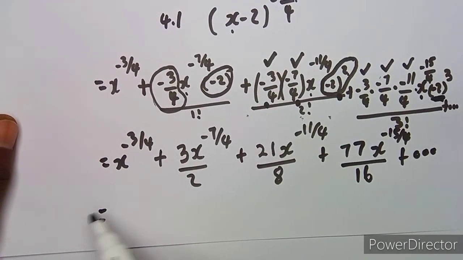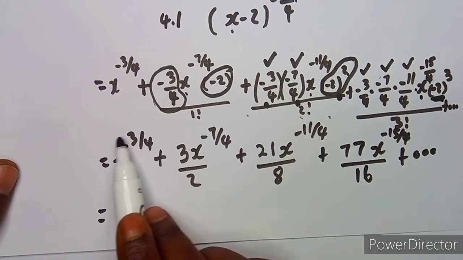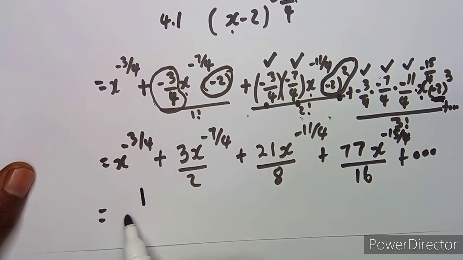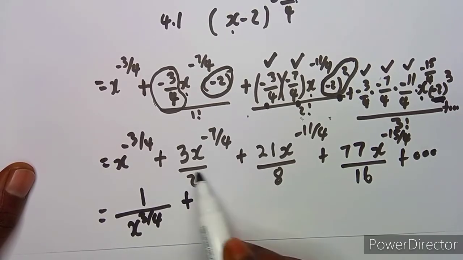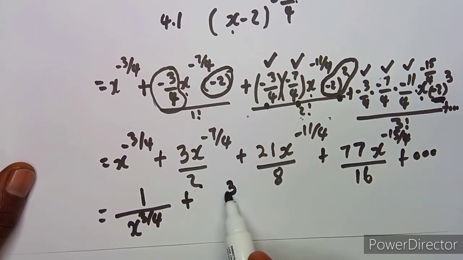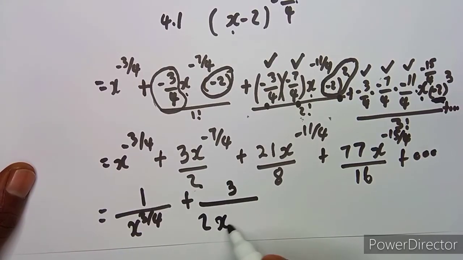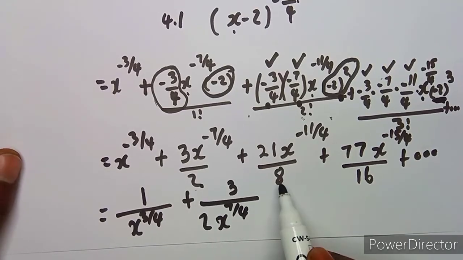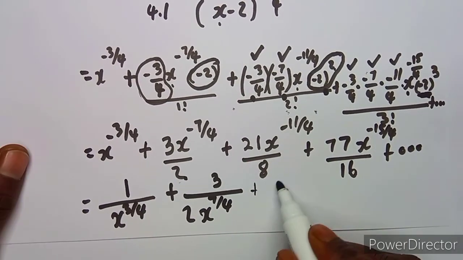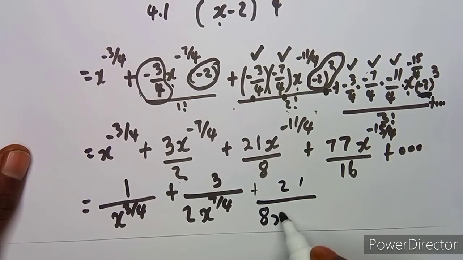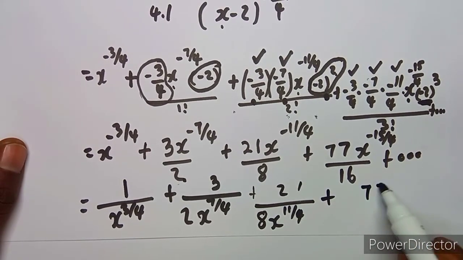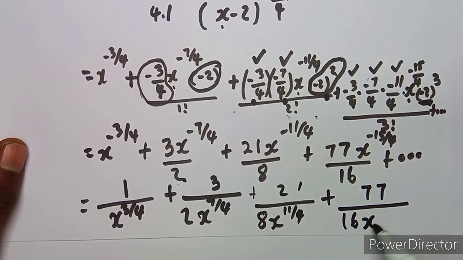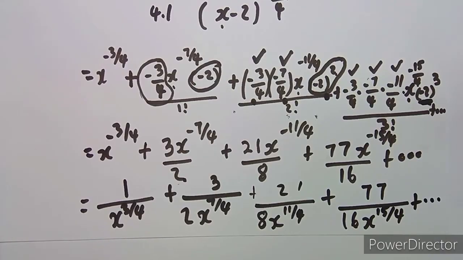Then from there, guys, we are going to write as positive exponents. Remember, how do you remove negative? It's just 1 over, so it's 1 over x to the exponent of 3/4 plus, already there's 2 here in the denominator, so it's going to be 3 over 2x to the exponent of 7/4. Already there is 8 in the denominator, so it's going to be plus 21 over 8x to the exponent of 11/4. Already there is 16 in the denominator, so it's going to be 77 over 16 x to the exponent of 15/4. So that's what we had, guys, up to 4 terms.